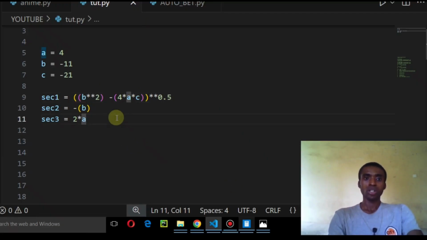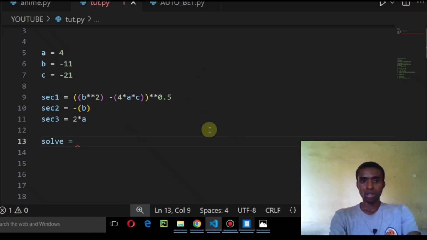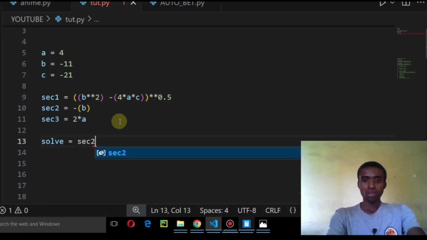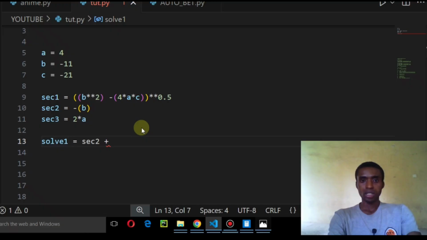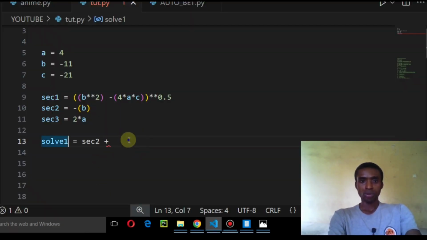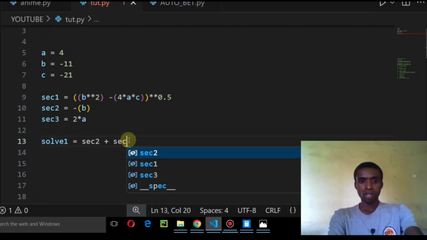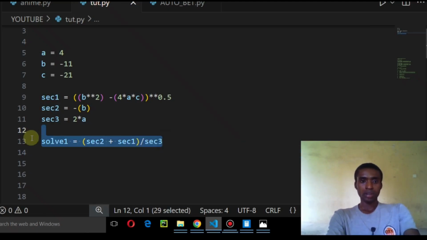So the next thing we're going to do is solve. We're going to combine everything together. Since we have done this, we're going to do this first part, which is going to be sec 2, plus sec 1, and going to be our sec 2, which is talking about this one. Remember it's plus or minus, so it's going to be plus in the first one, the second one is going to be minus. So we're going to do sec 2 plus sec 1, and we're going to divide everything by sec 3. So we're going to do the same thing for our sub 2.